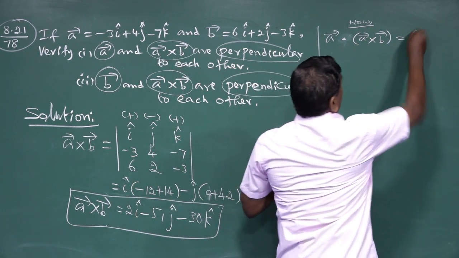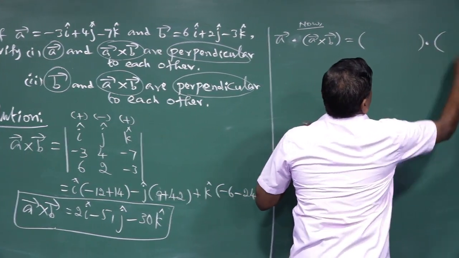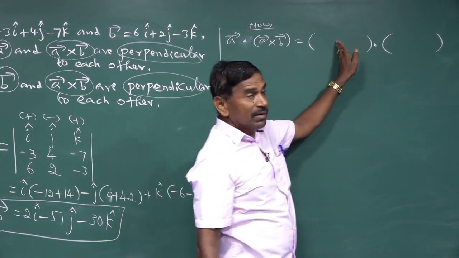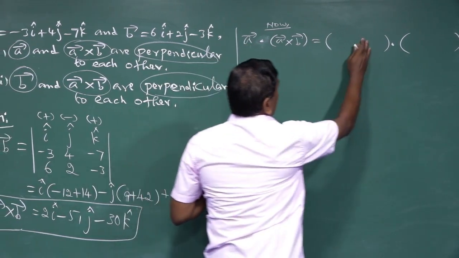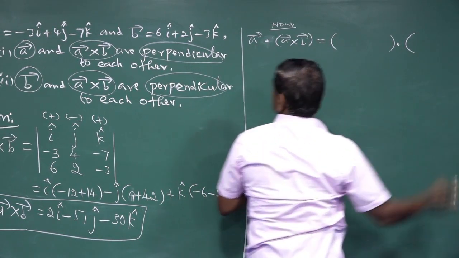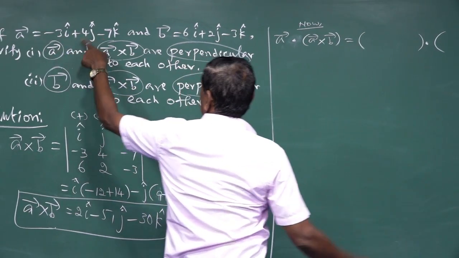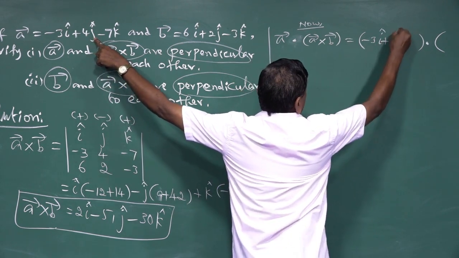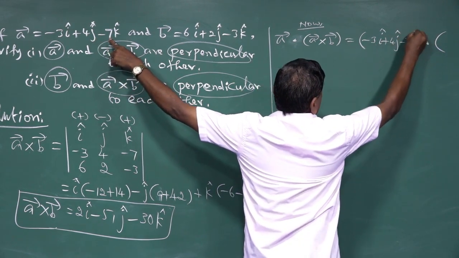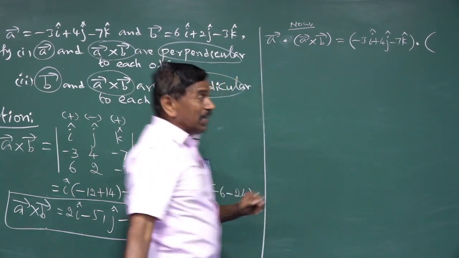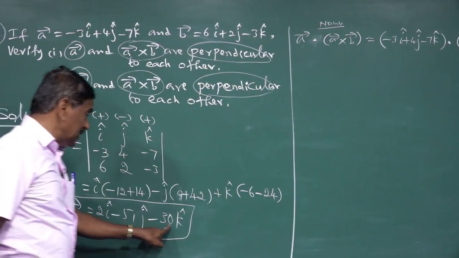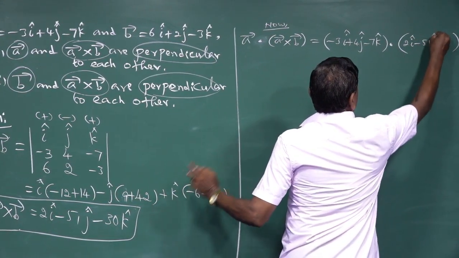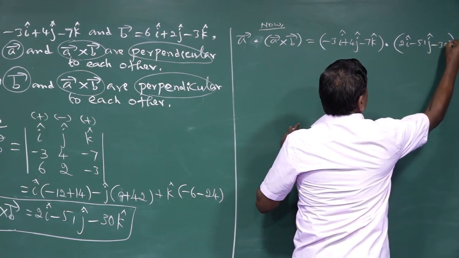Now start. A vector dot A cross B. That's all. First A vector, second A cross B. Very simple. First, A vector is minus 3, 4, minus 7. So A vector equals minus 3 I cap plus 4 J cap minus 7 K cap, dot A cross B. What is A cross B? It is 2 I cap minus 51 J cap minus 30 K cap.